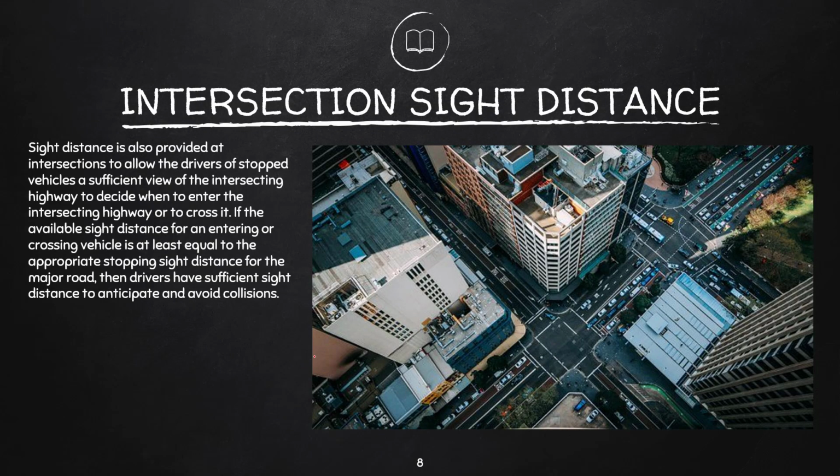Sight distance is also provided at intersections to allow the drivers of stopped vehicles a sufficient view of the intersecting highway to decide when to enter the intersecting highway or to cross it. If the available sight distance for an entering or crossing vehicle is at least equal to the appropriate stopping sight distance for the major road, then the drivers have sufficient sight distance to anticipate and avoid collisions.